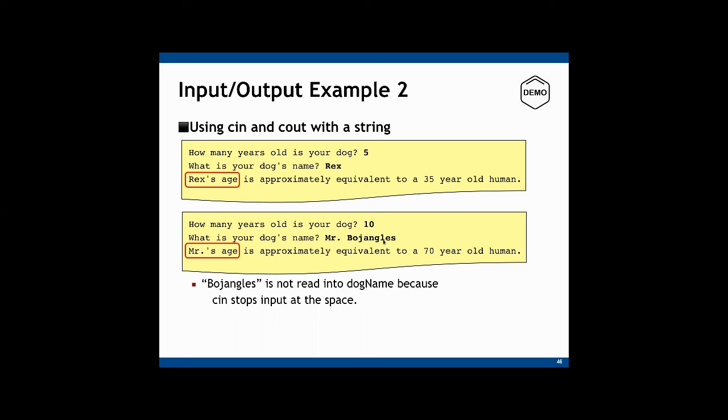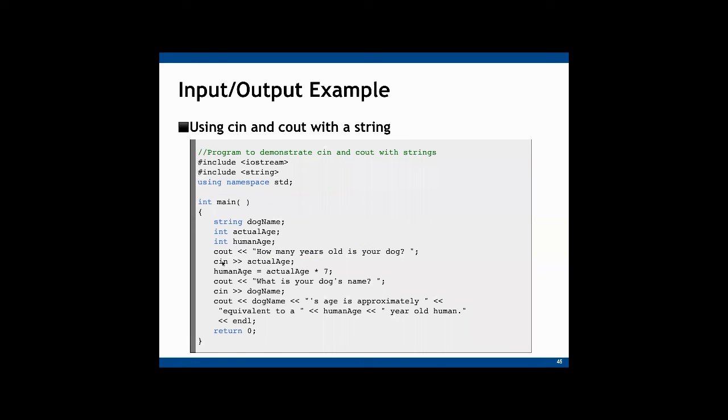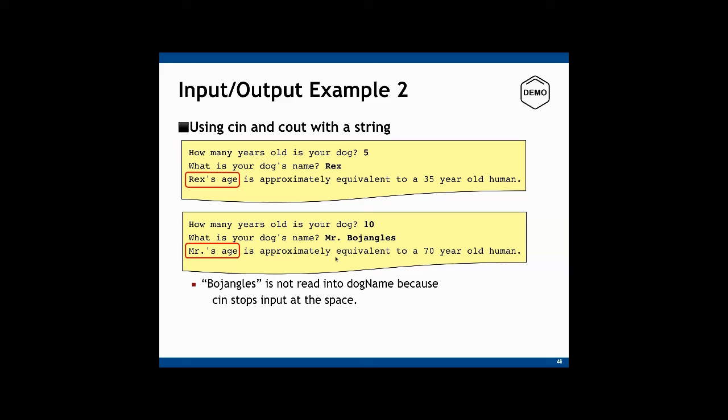The Bojangles string is ignored by this program, but would be read next if there was another cin statement. So if there is another cin statement below here with a variable, then the string Bojangles will be read in the next cin statement. So you must be careful that all white spaces, including blanks, tabs, and line breaks, are skipped when you use cin. And cin stops reading when it meets a space, like this, or a line break, a newline.